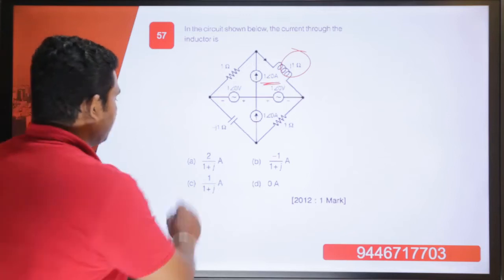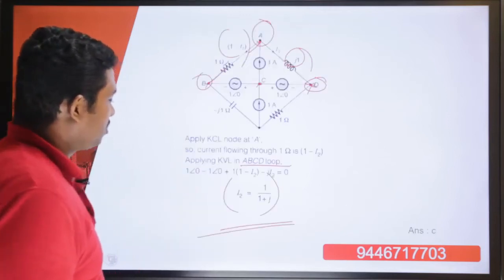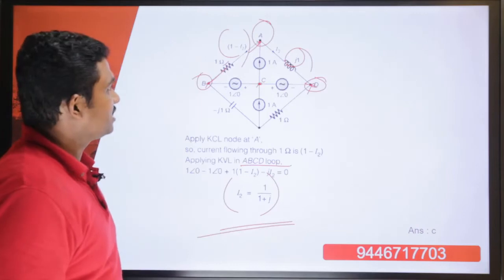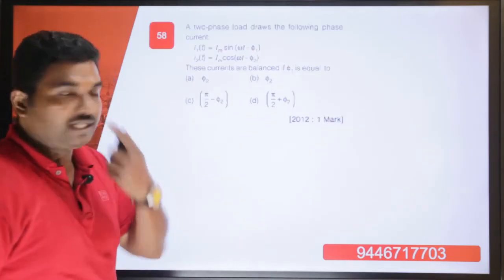What is 1 divided by 1 plus J? 1 divided by 1 plus J is option C. So what is our answer? Our answer is option C for question number 57.